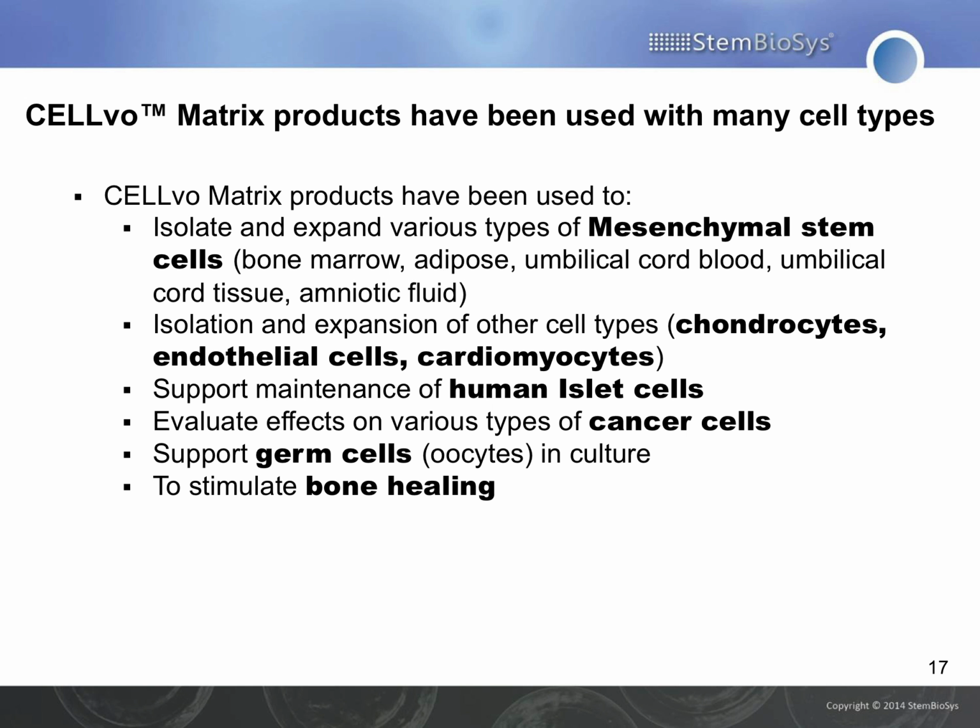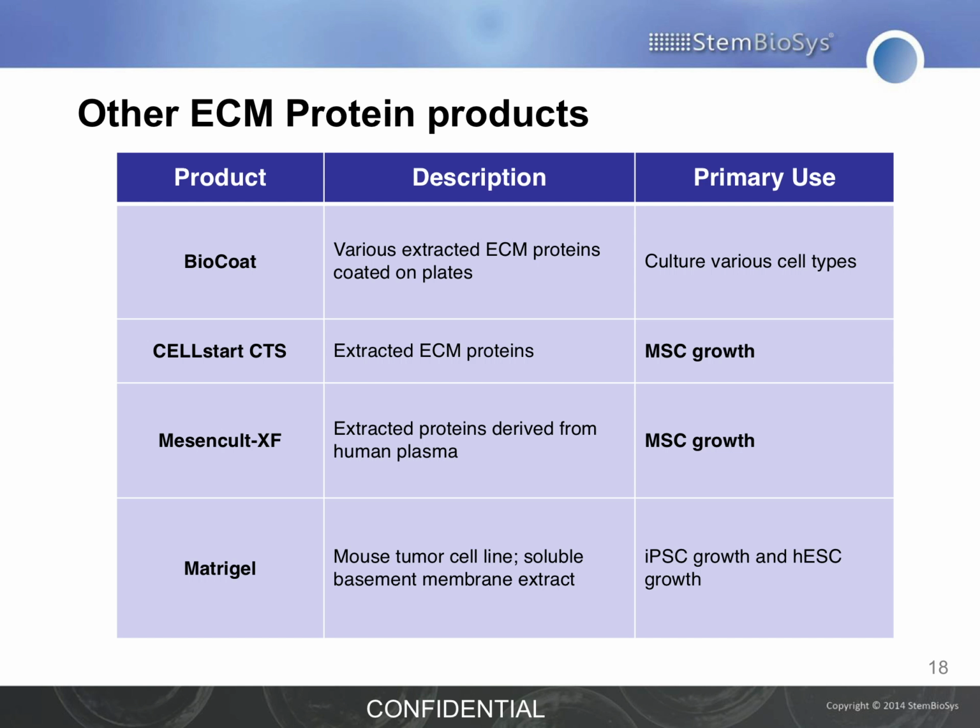So it's possible that the matrix being produced by a mesenchymal stem cell is able to support the growth of different types of cells. And that's been our experience as well. Just a quick look at some of those competitive products that I had mentioned before. BioCoat can be used for different types of cells. CellStart and Mesencult products were developed primarily for mesenchymal stem cell growth, and those are some of the comparisons that we had seen before.